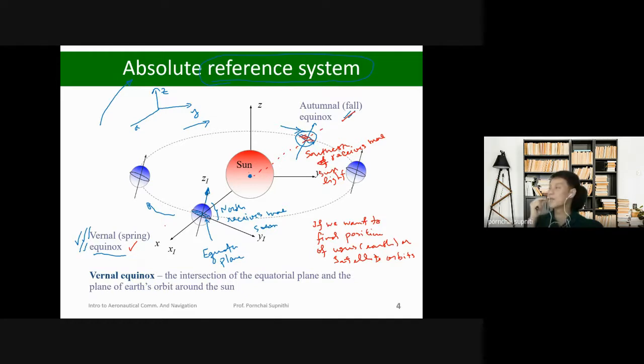Well, the answer is it's not so appropriate because we want to refer to our Earth, not the Sun.